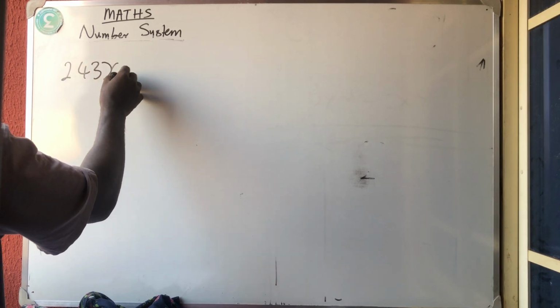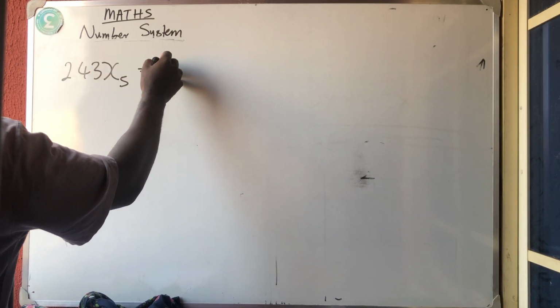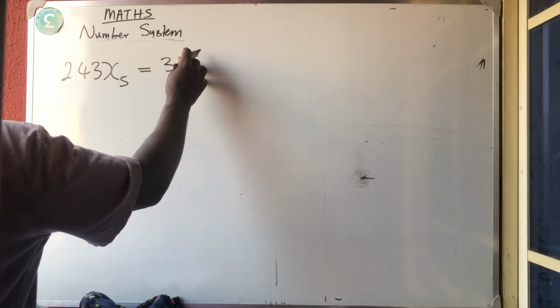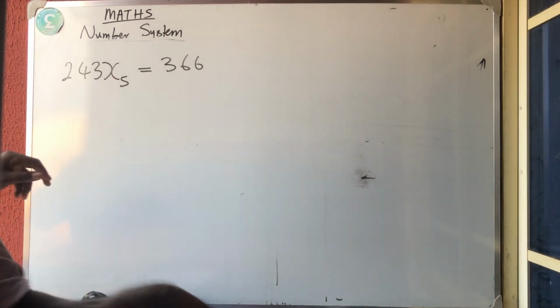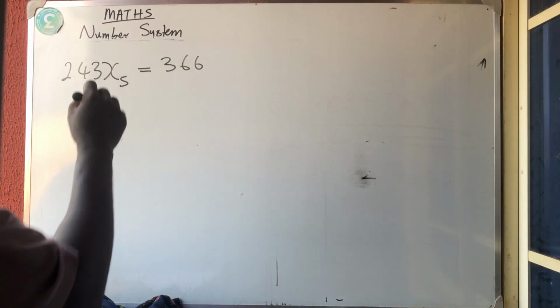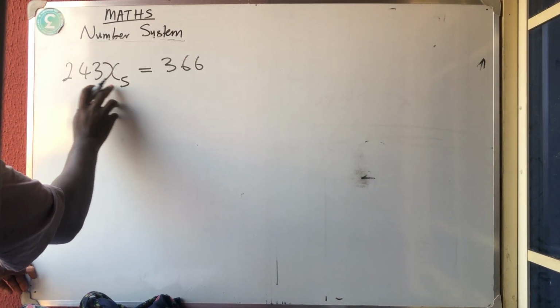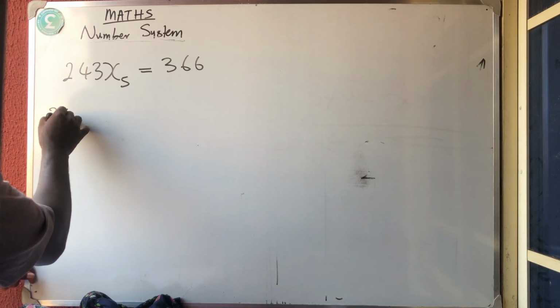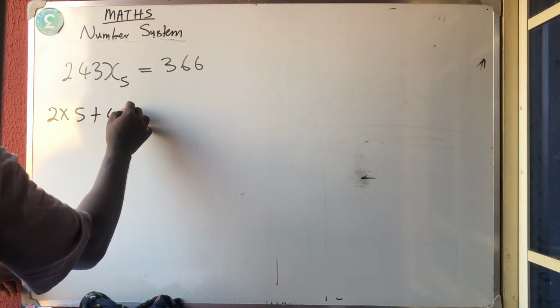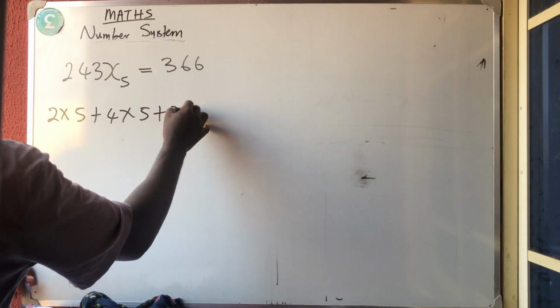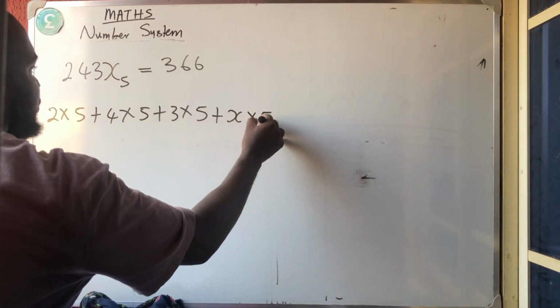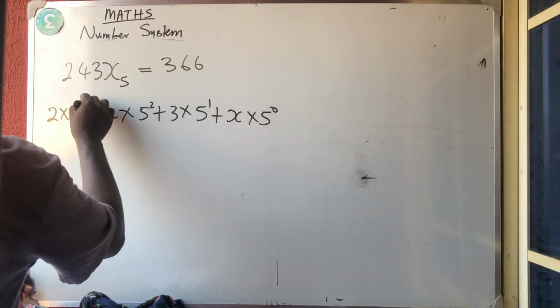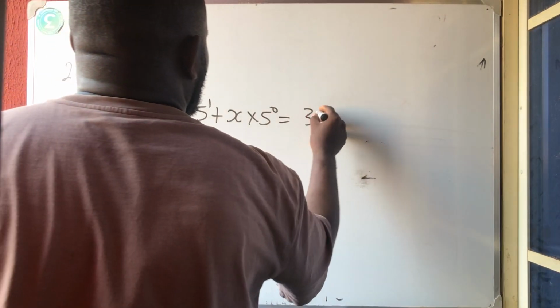243x base 5 is equal to 336. Now this 336 is not in any base. So they say we should find x. Since it's not in any base, we know that it's base 10. So this is the only one I'll convert. I'll say 2 times 5 cubed plus 4 times 5 squared plus 3 times 5 to the 1 plus x times 5 to the 0, is equal to 336.